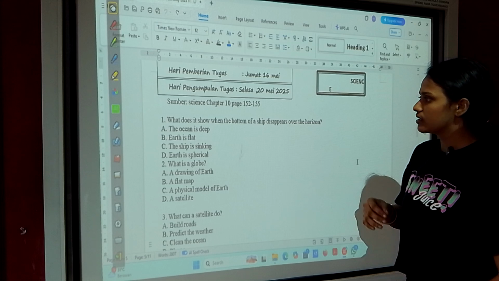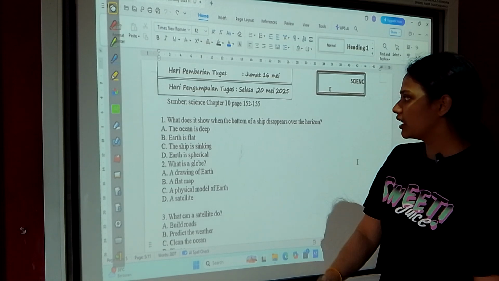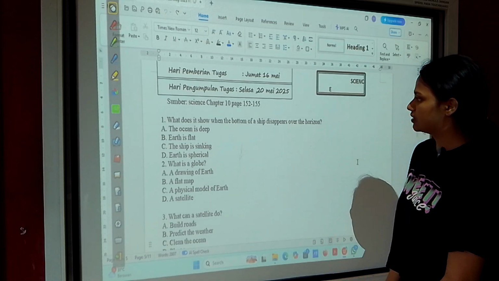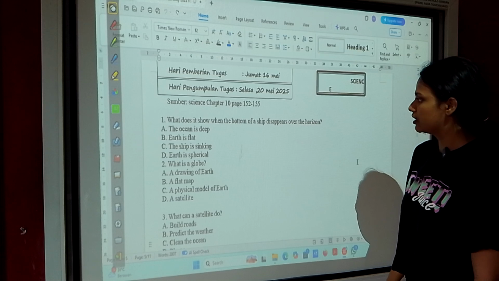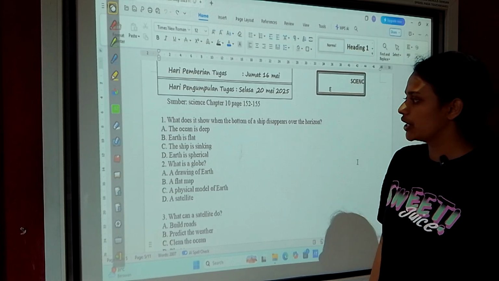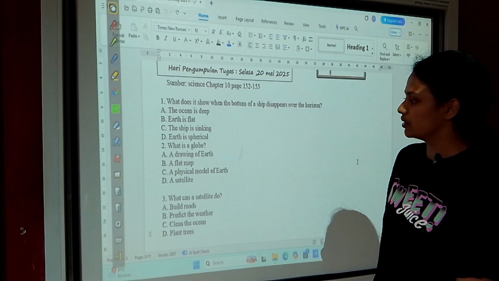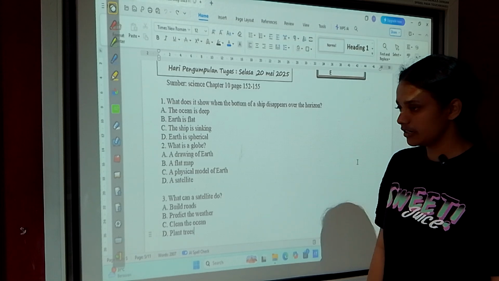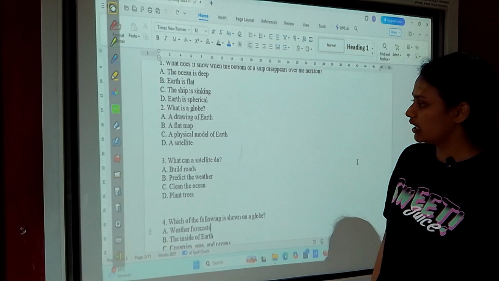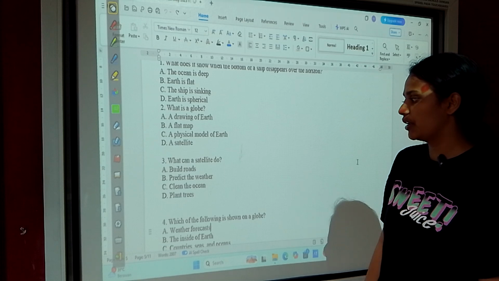Science. What is shown when the bottom of a ship disappears over the horizon? The earth is spherical. What is a globe? A globe is a physical model of earth. What can a satellite do? Predict the weather.